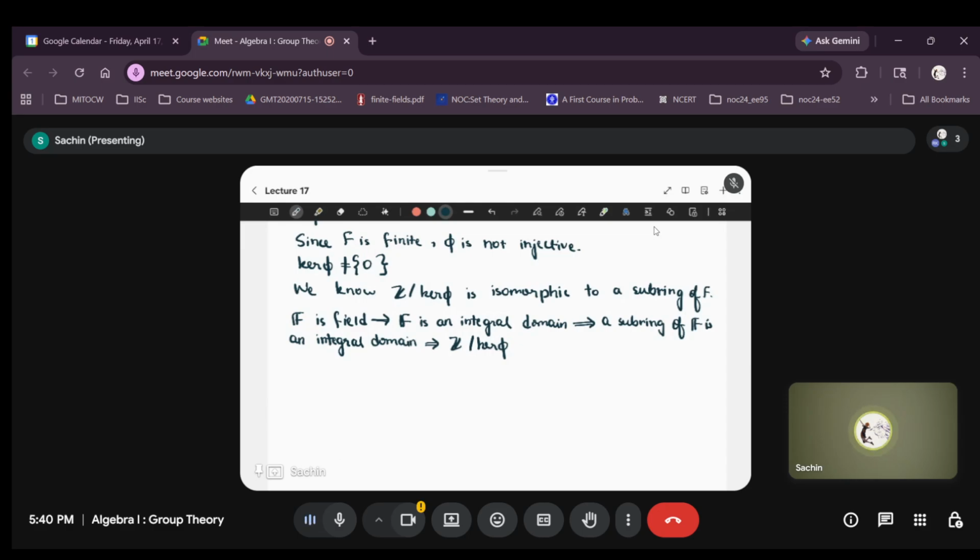So for any ideal I and a ring R, if R mod I is an integral domain, then that ideal has to be a prime ideal. I have not defined what that is. So this will simply imply that kernel P is a prime ideal.